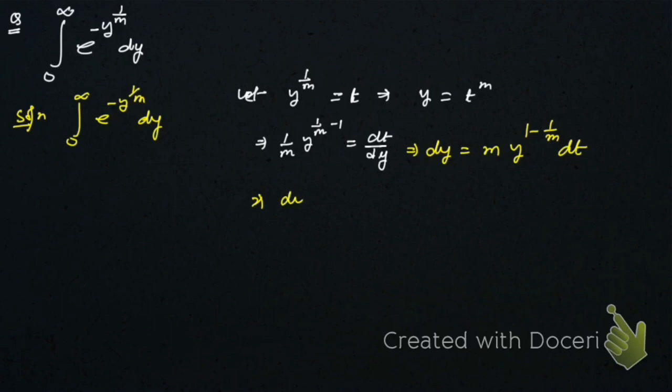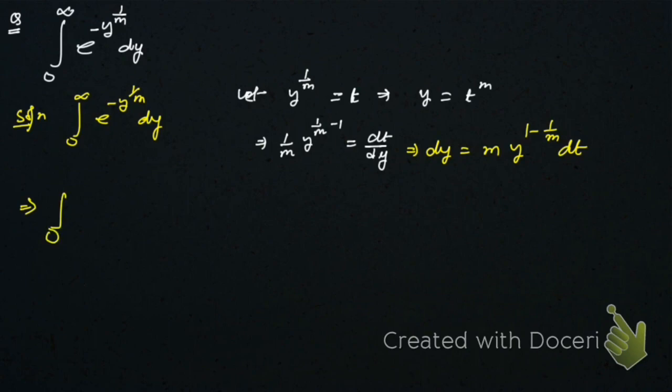We're supposed to get 1 by y is equal to dt by 1 by m y to the power 1 minus 1 by m, right? So this implies this. So hope you have understood this. Now let me clean these things. Okay, so here the limits will remain the same, because for y is equal to 0, t will be equal to 0, right? For y is equal to 1, t will also be equal to 1. So the limits remain unchanged here.